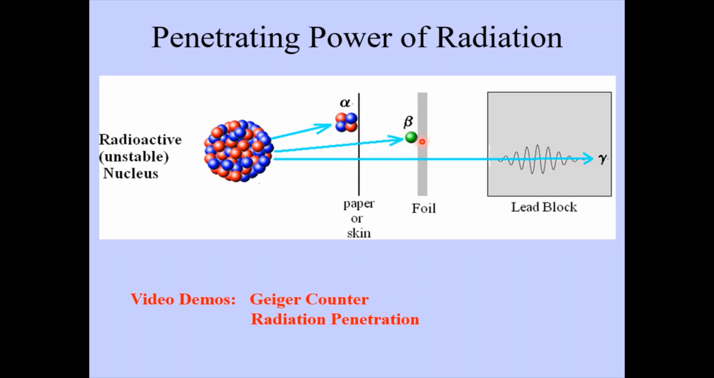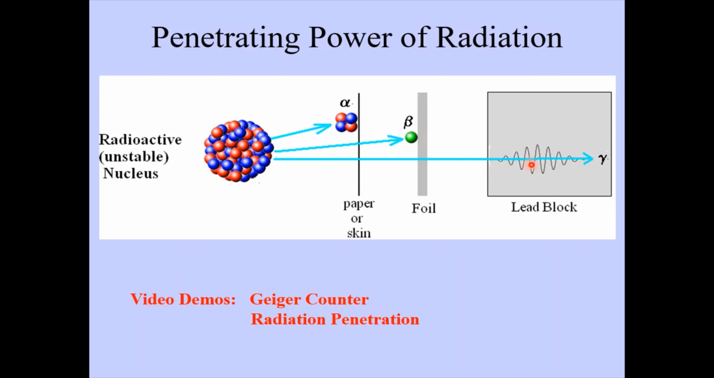The beta particles, remember, these are electrons, and this is not drawn to scale. This electron would be very, very tiny compared to this alpha particle, and also very light. It would weigh almost 10,000 times less than this alpha particle. So this little electron is like a very tiny little bullet, and it's able to penetrate through paper or skin, but it can be stopped by something like a piece of foil or a thin piece of metal.